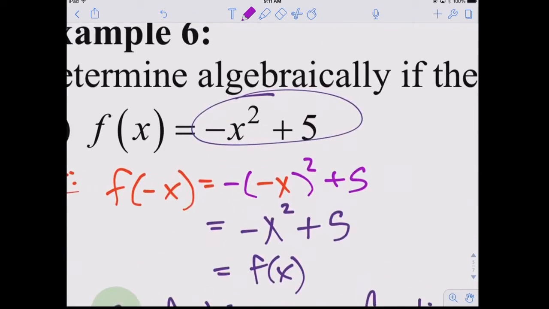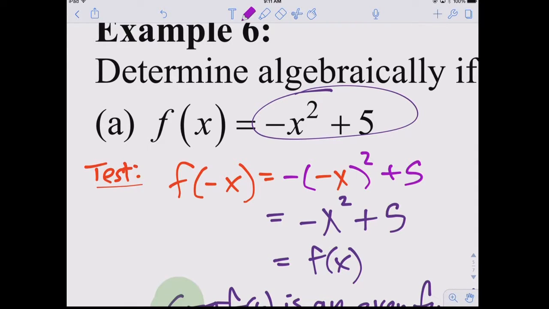All right, on A, I have two terms. If I plug in a negative x here, squaring it is going to get rid of the negative. So this one's not going to change because it's raised to an even power. Is 5 going to change? No, it's a constant. So no change in the first term, no change in the second term. Therefore, it must be what? Even, right? So constants don't mess up the fact that it's an even function.